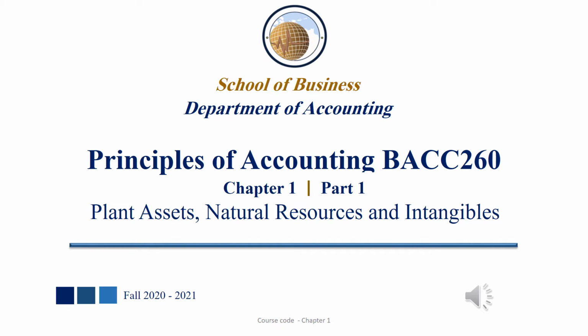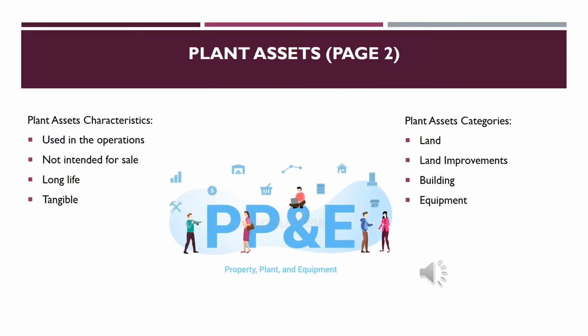We are going to start with chapter 1, and in this part we're going to talk about the cost of plant assets. Plant assets are assets that usually have four main characteristics. First, it's used in the operation of the company. It's not intended for sale to the customers. It has a long life, and of course, it's tangible assets.